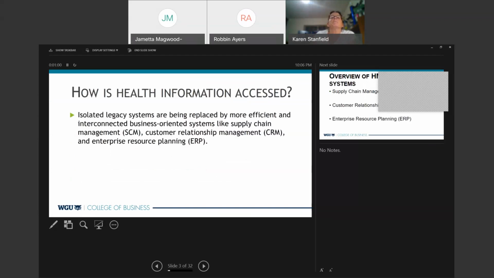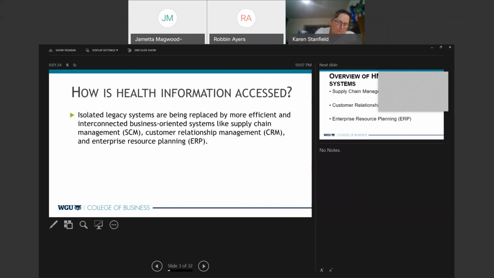The first question that we're going to attempt to answer is, how is health information accessed? When we think of how we access health information, one of the things that most of us probably use are patient portals. I went to the doctor a few weeks ago, had a test, signed into the patient portal to get my test results. That's one way that we utilize EHRs, because the EHRs are what is feeding that patient portal.